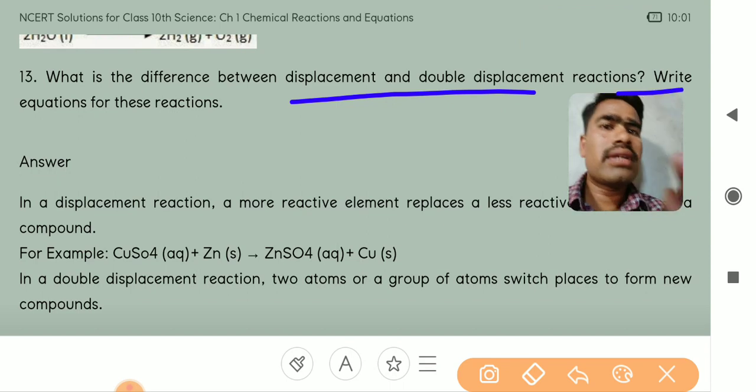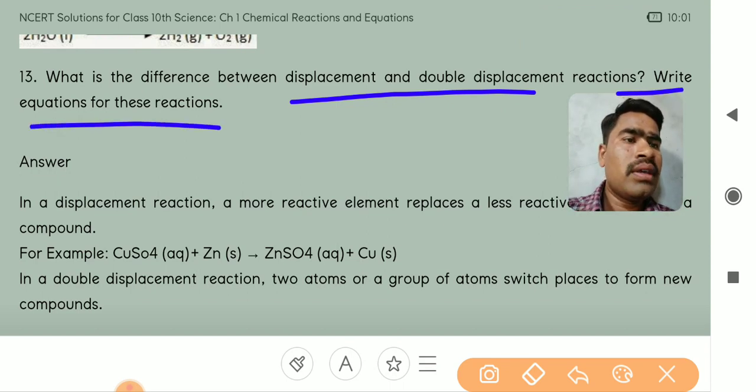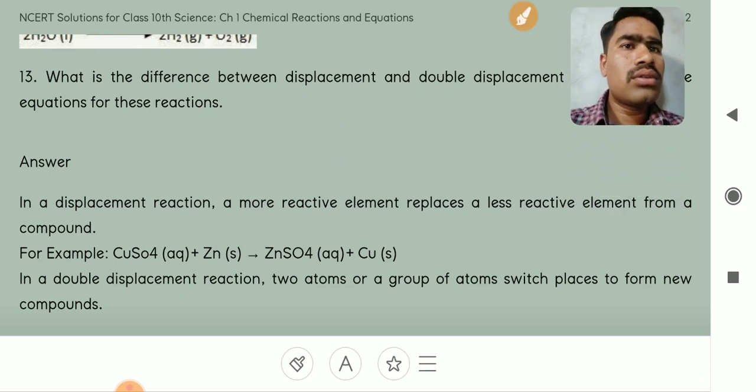The last question that we discussed was: what is the difference between displacement and double displacement reaction, and write the equation for these reactions. I told you to try to do it at home, but if you have tried, that's good. Let us discuss it once again.